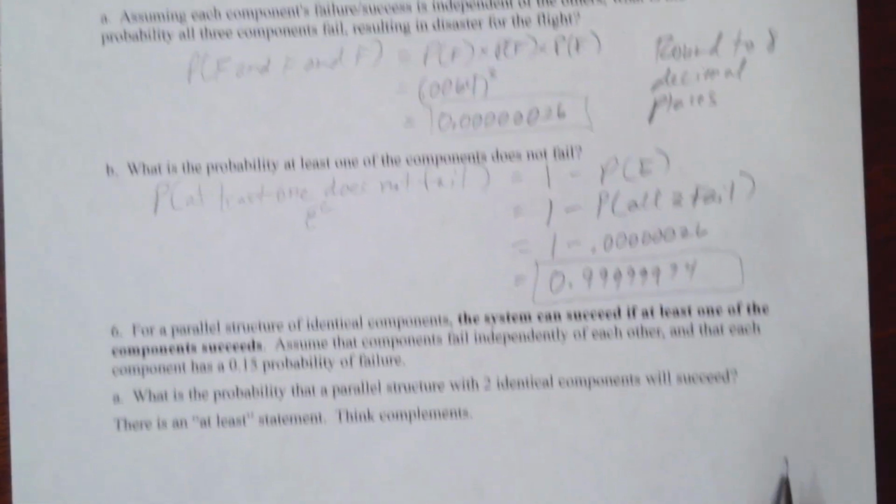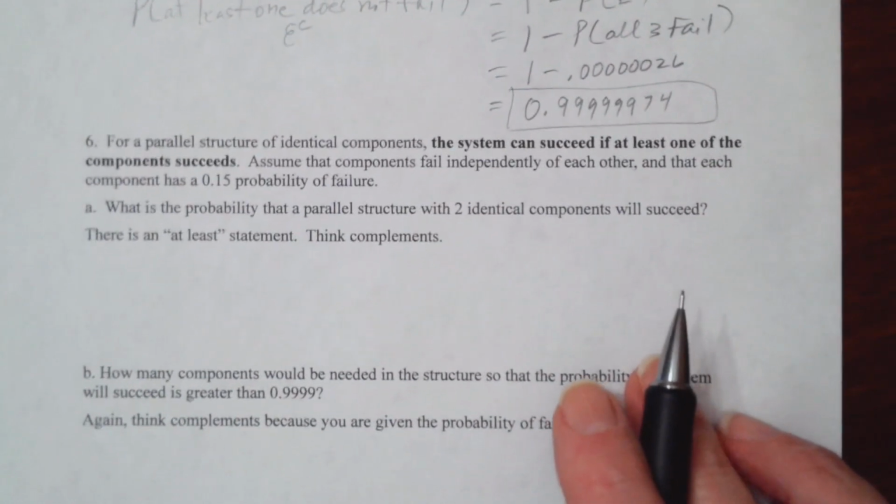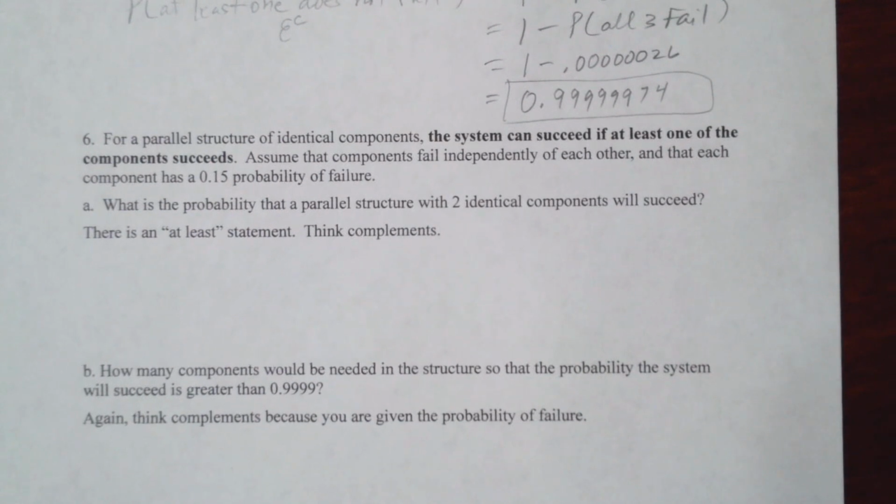All right, we've got one last problem to look at. For a parallel structure of identical components, the system can succeed if at least one of the components succeeds. Assume that components fail independently of each other. So again, we have independence, and that each component has a 0.15 probability of failure. What is the probability that a parallel structure with 2 identical components will succeed? This is an at least statement, think complements.